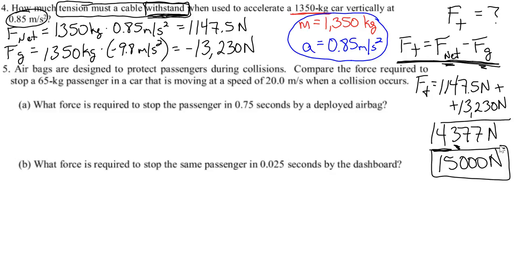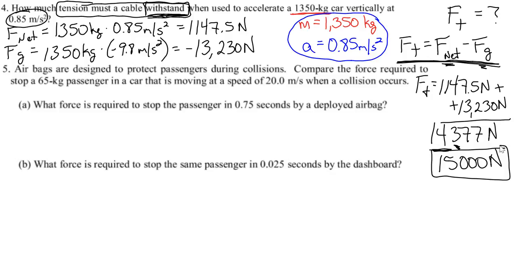Okay, moving on to number 5, it says airbags are designed to protect passengers during collisions. Compare the force required to stop a 65 kilogram passenger in a car that is moving at a speed of 20 meters per second when a collision occurs. If the force is required to stop them in 0.75 seconds by a deployed airbag and what force is required to stop the same passenger in 0.025 seconds by the dashboard.